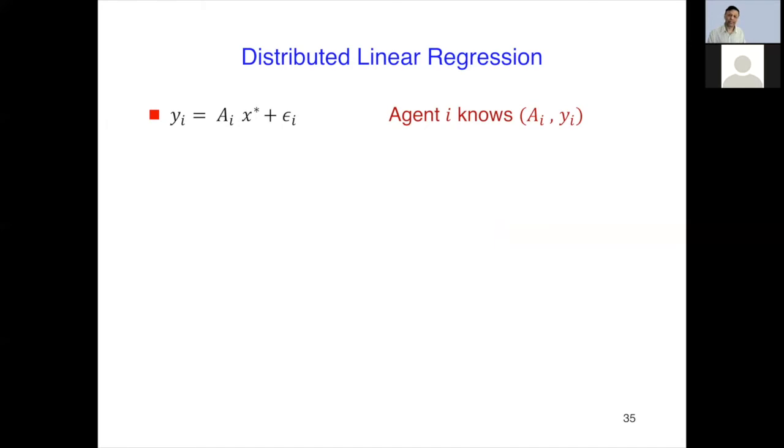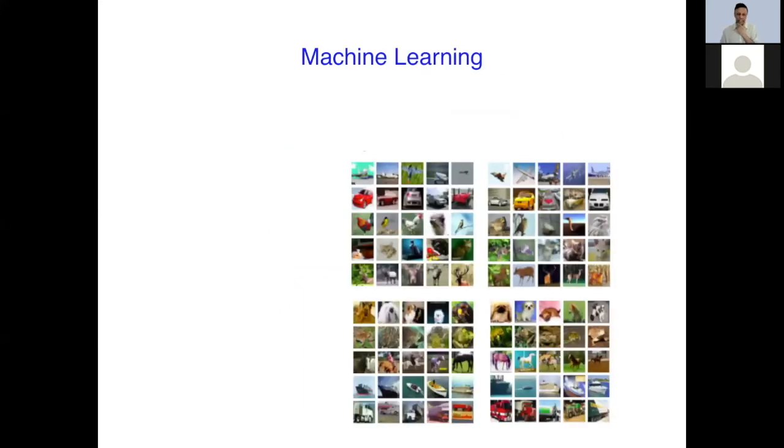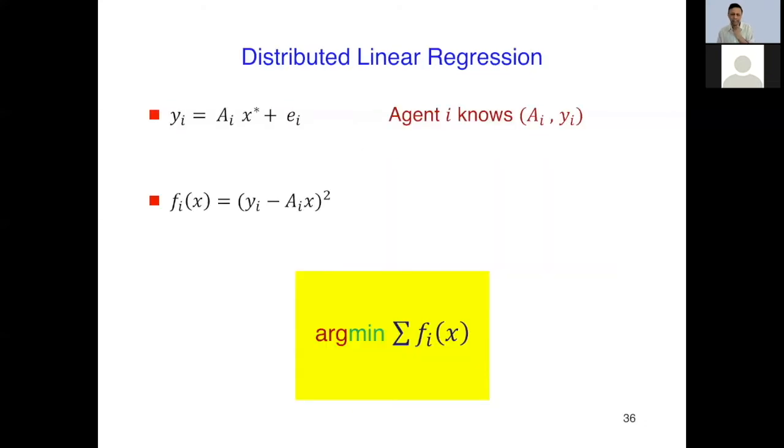And the agent needs to estimate X star, or rather the agents collectively need to estimate X star. And the solution will be similar. We look at this function as before and try to minimize this. And hopefully this gives you a good estimate of X star. And that will happen if the noise is not very large. Okay, so that's linear regression.